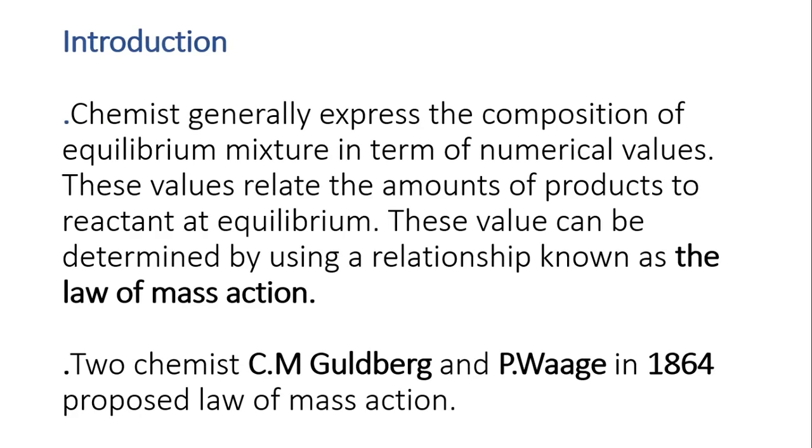Introduction. Chemists generally express the composition of an equilibrium mixture in terms of numerical values. These values relate the amount of products to reactants at equilibrium. These values can be determined by using the relationship known as the law of mass action. Two chemists, C.M. Guldberg and P. Waage, in 1865 proposed the law of mass action.